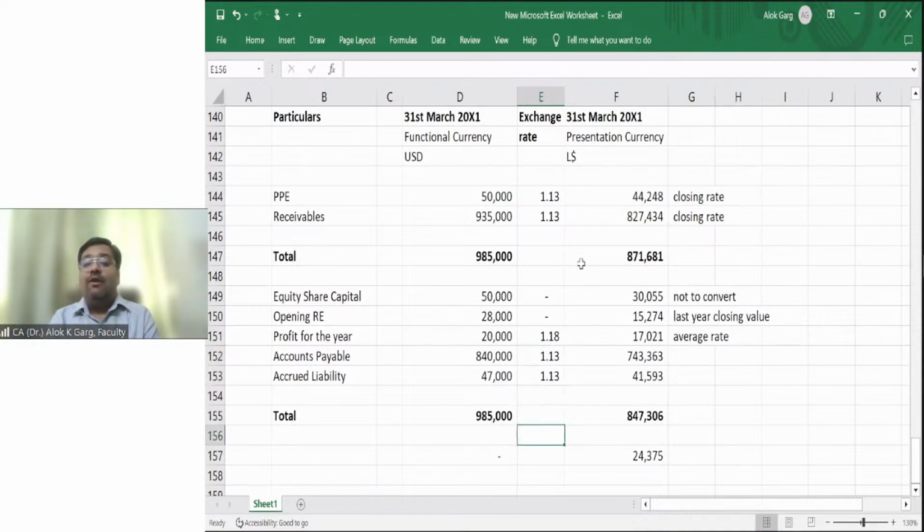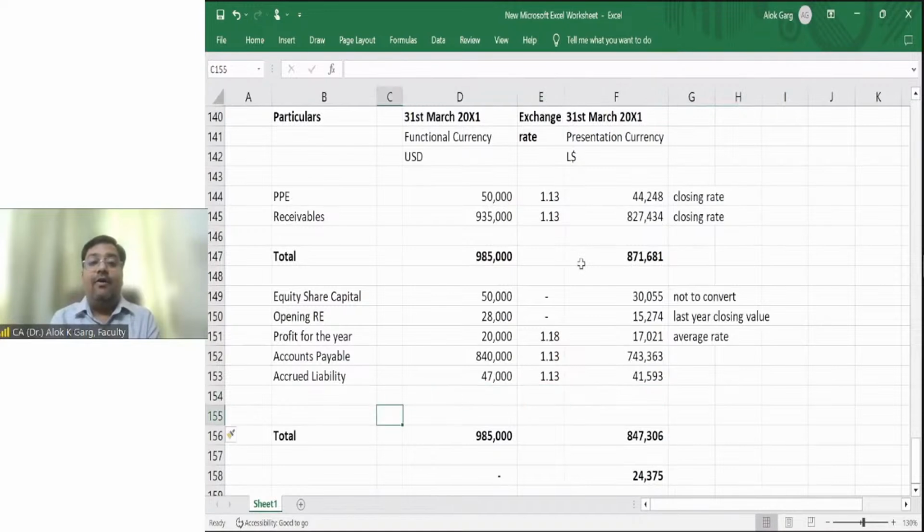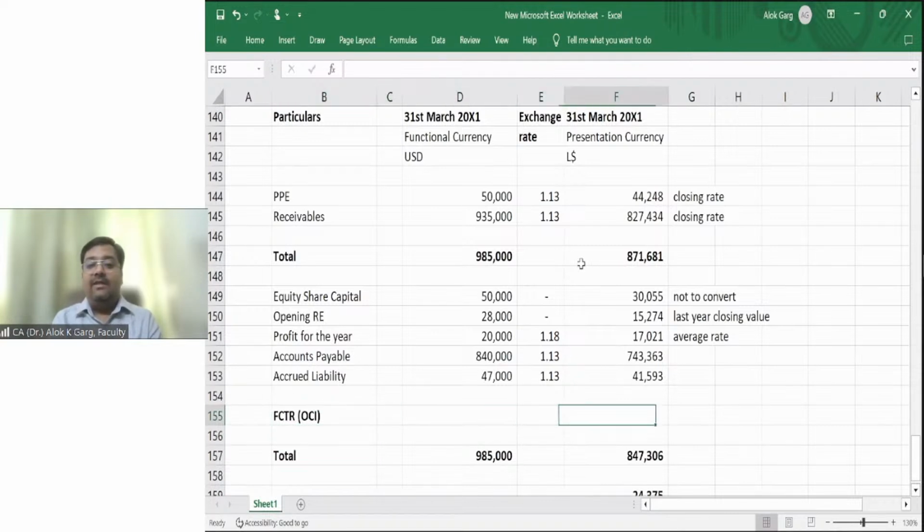So where will the difference go? Where will the difference of 24,375 go? In the foreign currency translation reserve. In FCTR, it is part of OCI, right? It will be part of the OCI reserve, foreign currency translation reserve. And this will be your balance sheet. This will be your differential number.